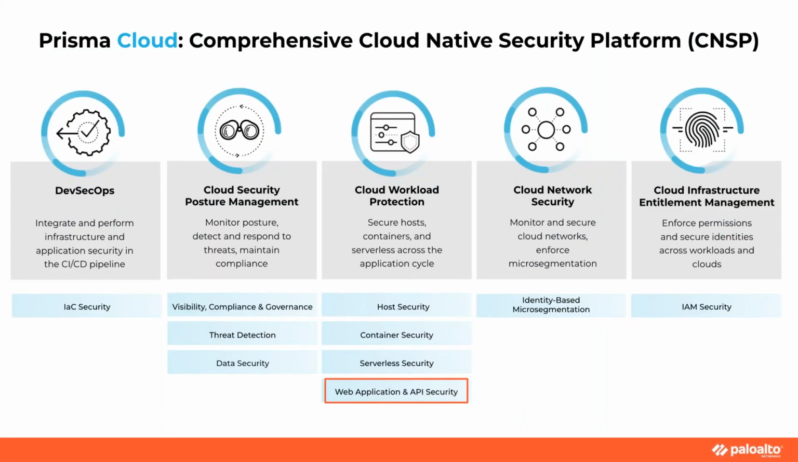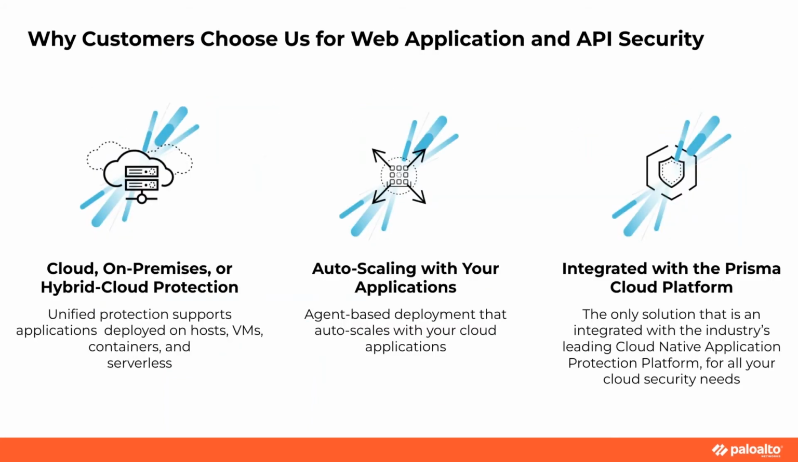So WAS, our web application and API security product, is part of a comprehensive cloud native security platform. And all these areas that you're currently seeing are made better through integration, and they really differentiate us in the wider market. So WAS is part of the cloud workload protection solution. That's the middle pillar that is protecting containers, hosts, and serverless functions. And I think that this is where WAS really shines.